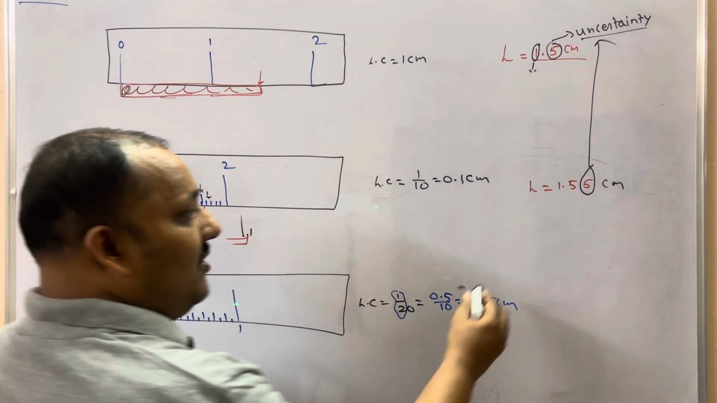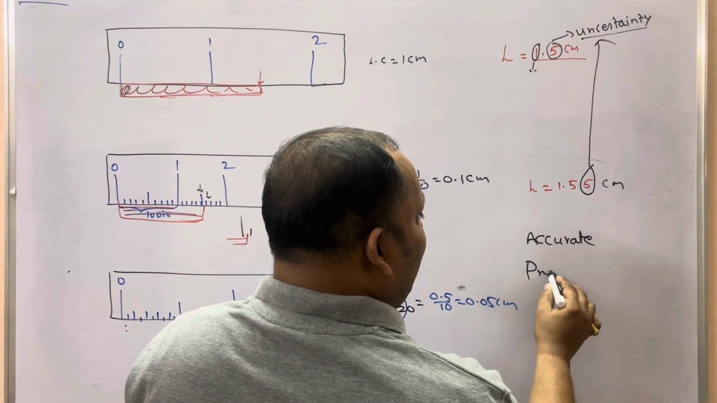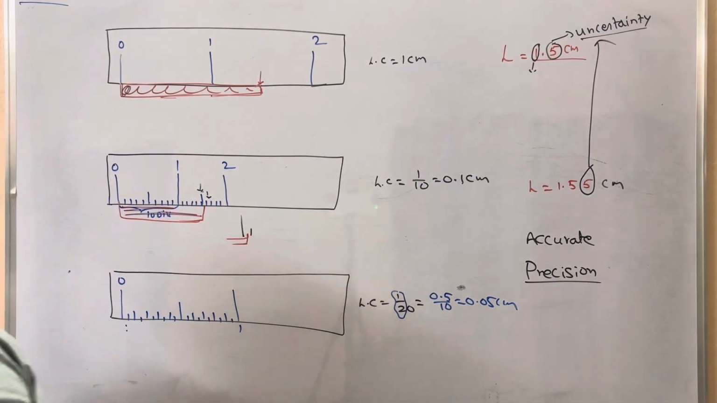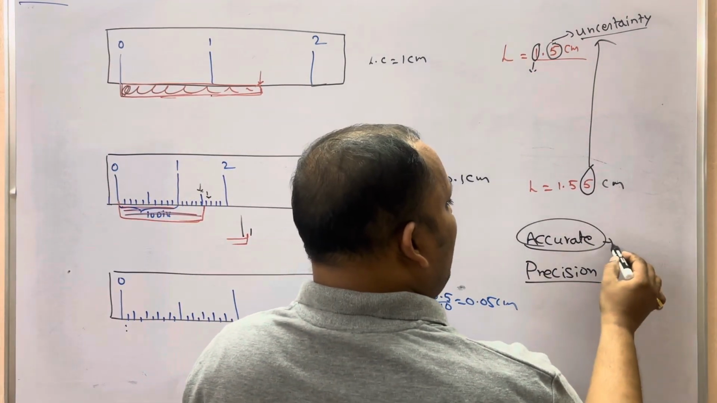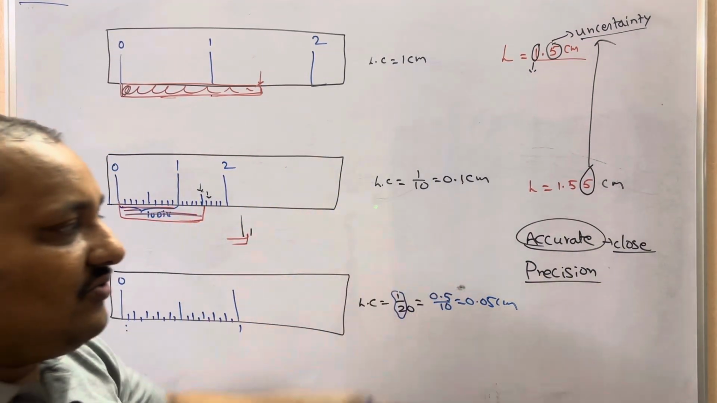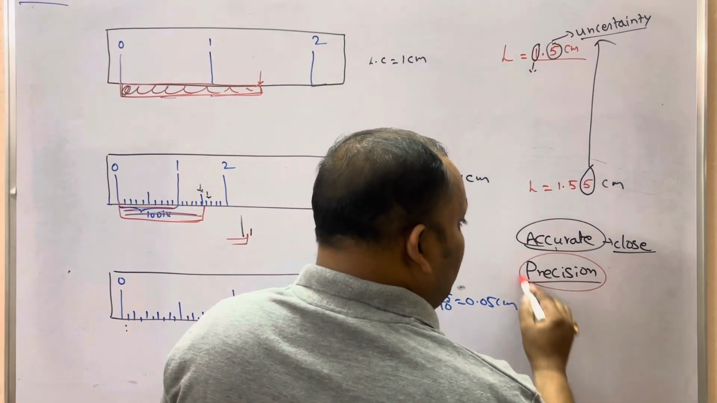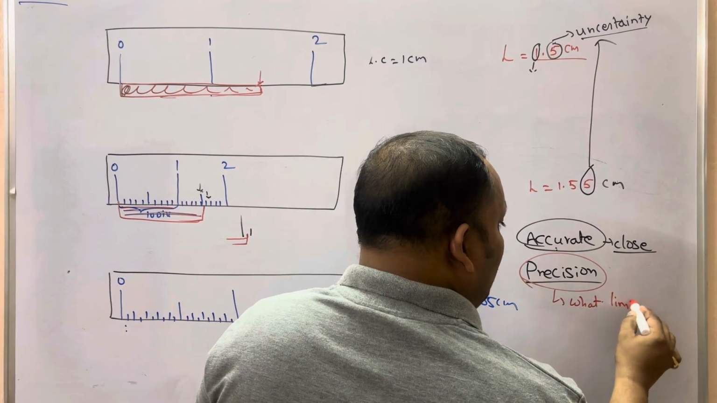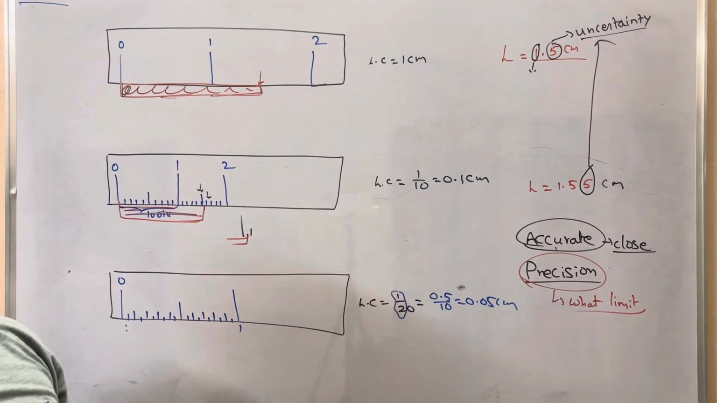Next, what is accurate value? What is precise value or precision? What does accurate mean? How do we define accurate value? How close to the true value. How close to the true value is nothing but accurate value. Precision is up to what resolution, up to what limit you are going to measure, that is going to be precision.